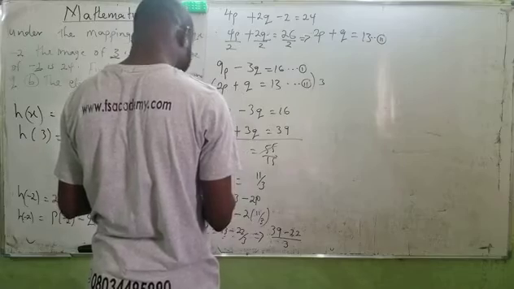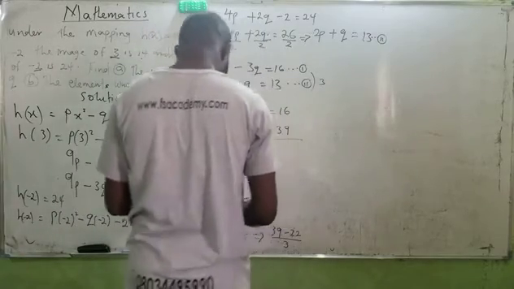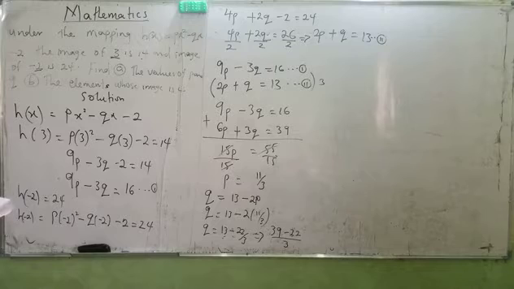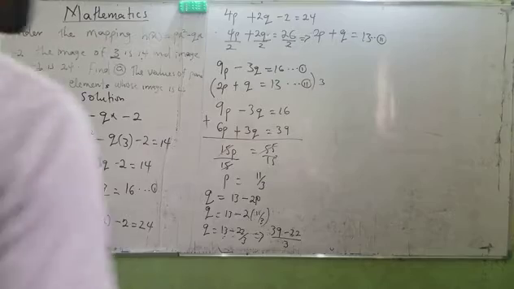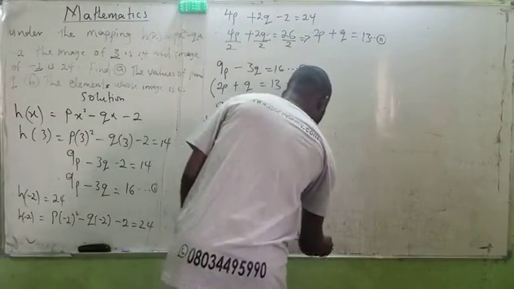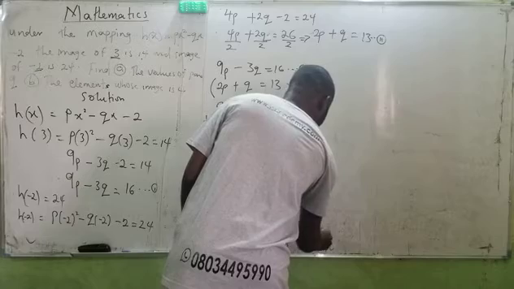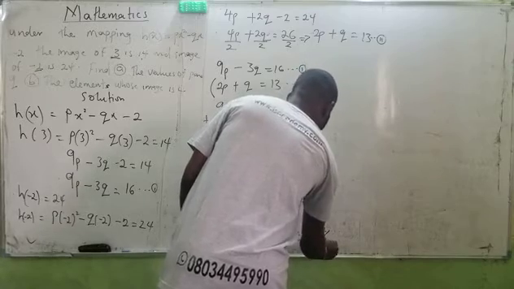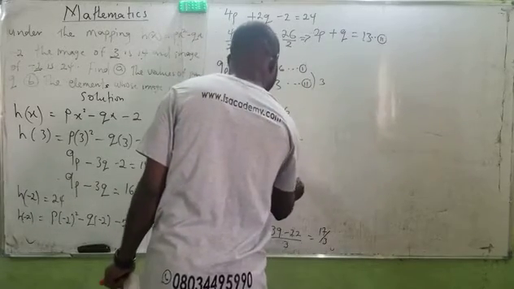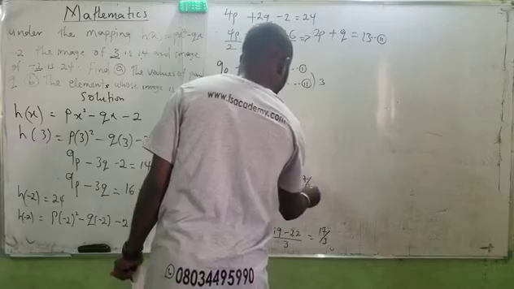Okay, hope I'm not making a mistake. Now I'll be having 17. That'll be 17 all over 3. It means my q equals 17 all over 3.